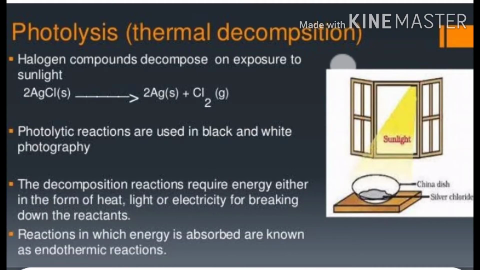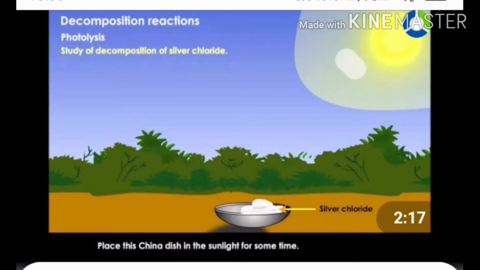Third is photolytic decomposition, in which energy in the form of sunlight is used to break down a reactant into two or more products. For example, when the white colored salt silver chloride is exposed to sunlight, it breaks down to gray colored silver and chlorine gas is liberated. Photolytic reactions are used in black and white photography.